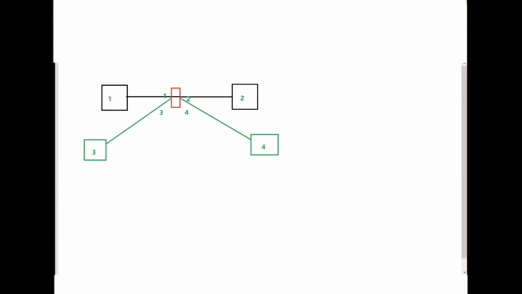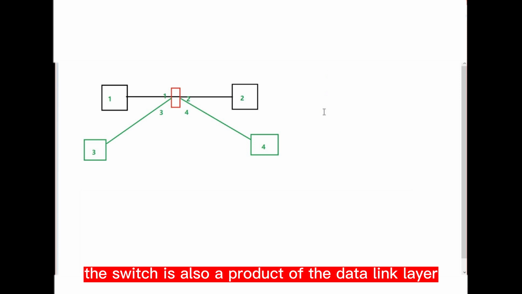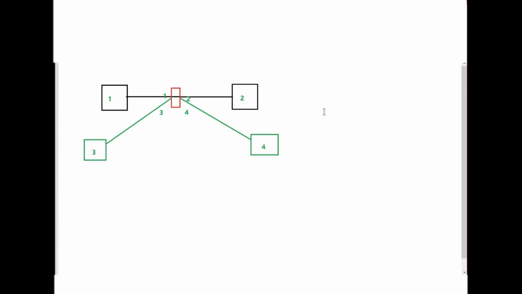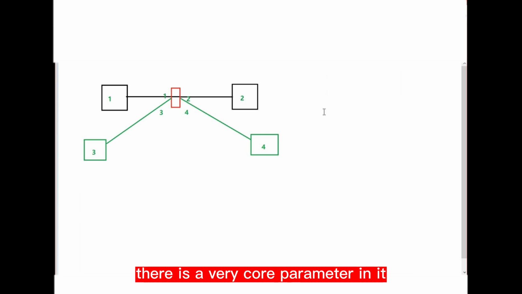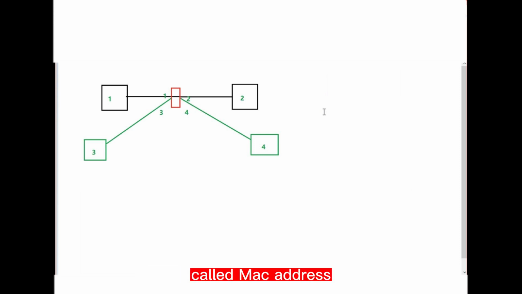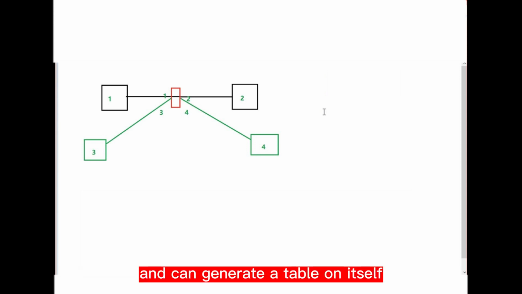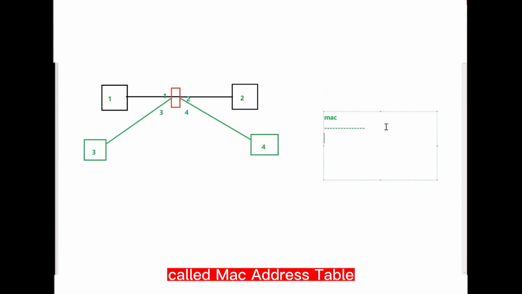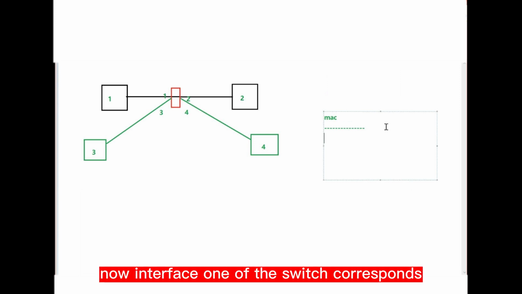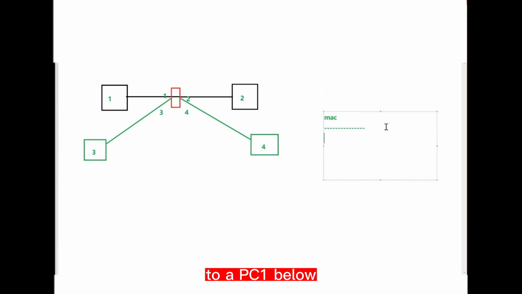First of all, the switch is also a product of the data link layer, working at the data link layer. There is a very core parameter in it, called the MAC address. The switch can record the MAC address of the terminal and generate a table on itself, called the MAC address table. What is stored in this table? For example, interface 1 of the switch corresponds to PC1 below.